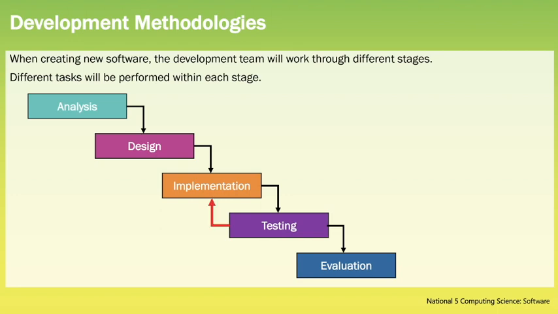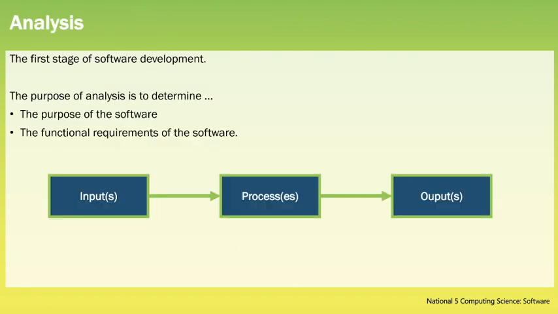For example, if I've completed some testing and something doesn't work, I will go back to implementation and review my implementation, fixing the error. If I've evaluated my program and found that my program is not fit for purpose, I may go back to the design stage and retweak my program. But in this video, we'll flow through it from analysis through to evaluation. So firstly, let's look at analysis.